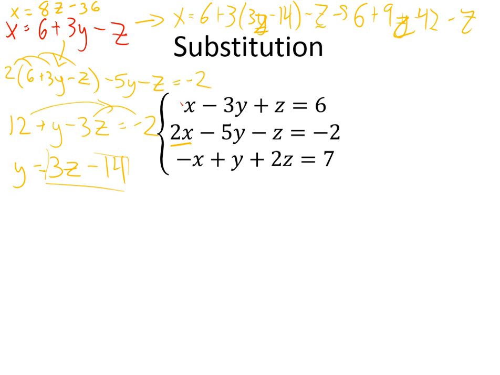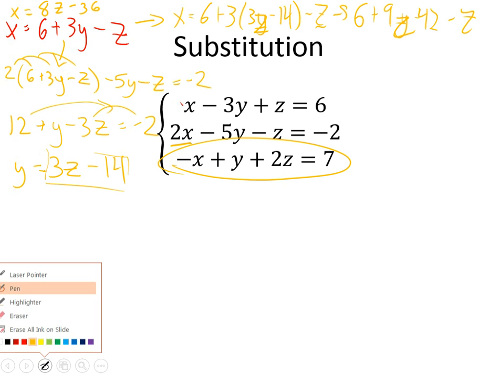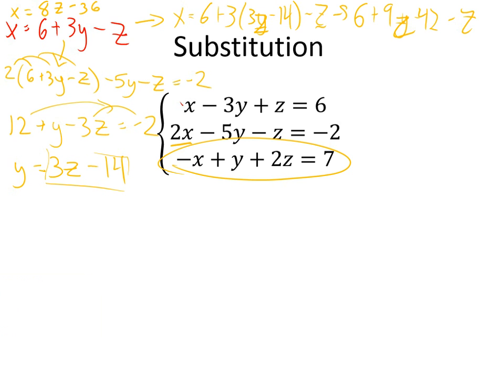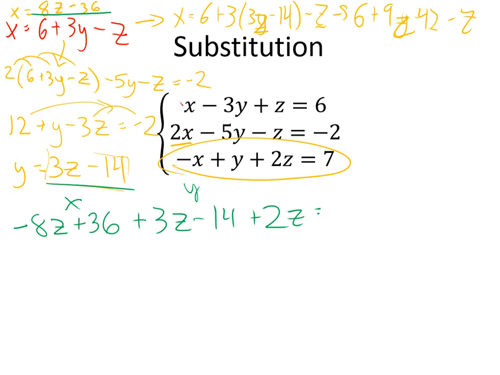Okay, and so now that's what we have. For the last one, we're going to take our last equation and substitute in for the variables what we have in terms of z. So I'm going to use this equation and substitute it in for the x and y and solve for z. So I'm going to have negative 8z plus 36 plus 3z minus 14, here's my y, here's my x, plus 2z is equal to 7.